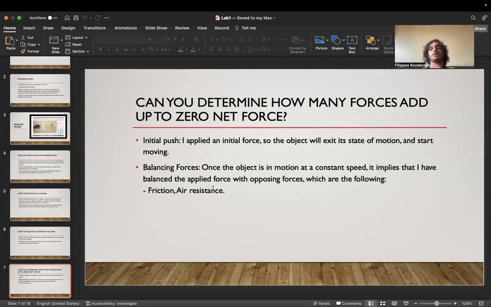So can we determine how many forces add up to zero net force? The initial push: I apply the initial push, so the object will exit its state of rest and start moving. And then the balancing forces: once the object is in motion at constant speed, it implies that I have balanced the applied force with opposing forces, which are the following: friction and air resistance.